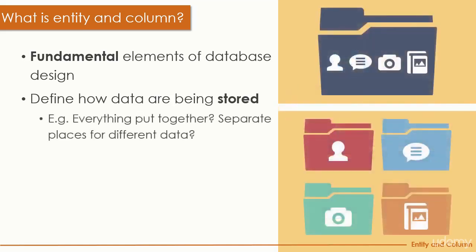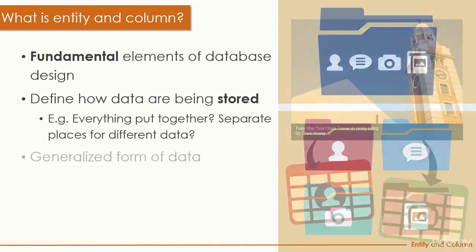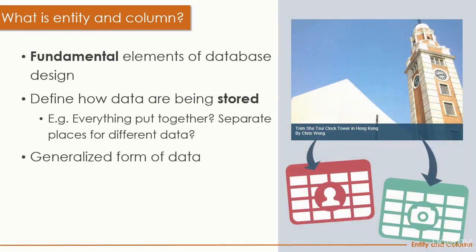For example, you can put everything in a single entity and then put all the attributes in the columns of the single entity, or you can spread it to different places, different entities to store the data. In short, the entity is the generalized form of your data. Just like we're talking about the photo, then we will store the photo information and the uploader information.